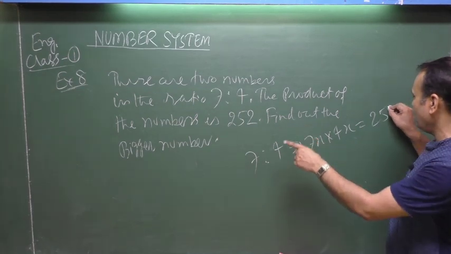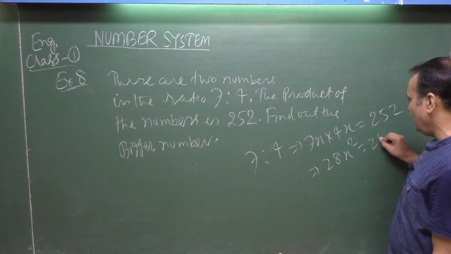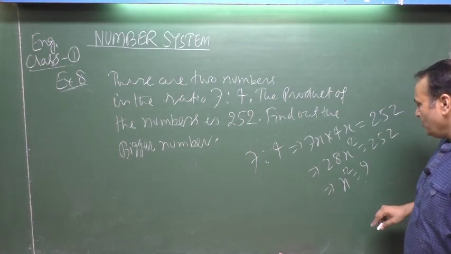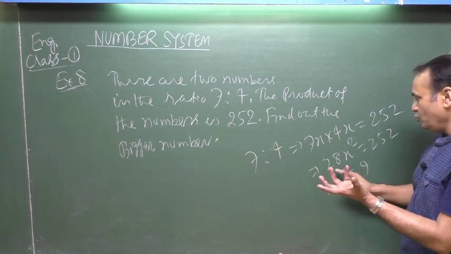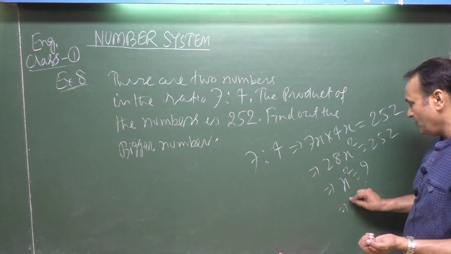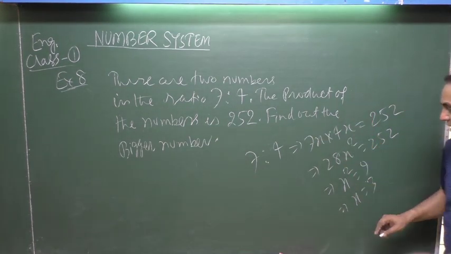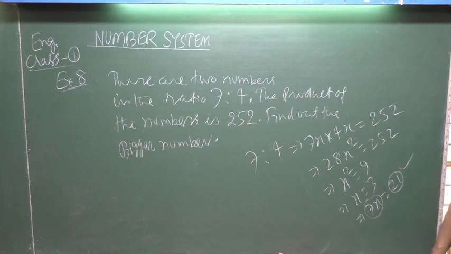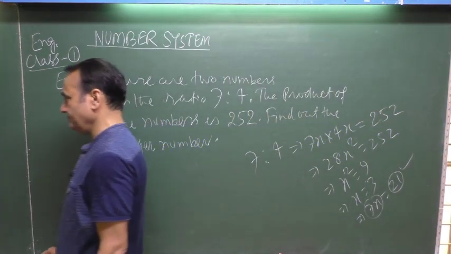equals 252. 28x square equals 252. x square equals 9. 9 8s are 72, 9 2s are 18, 7 is 252. Okay. x equals 3. Then find out the bigger number. The bigger number is 7x. 7x equals 21. This is your final answer. Write down. Some discussions are left still.